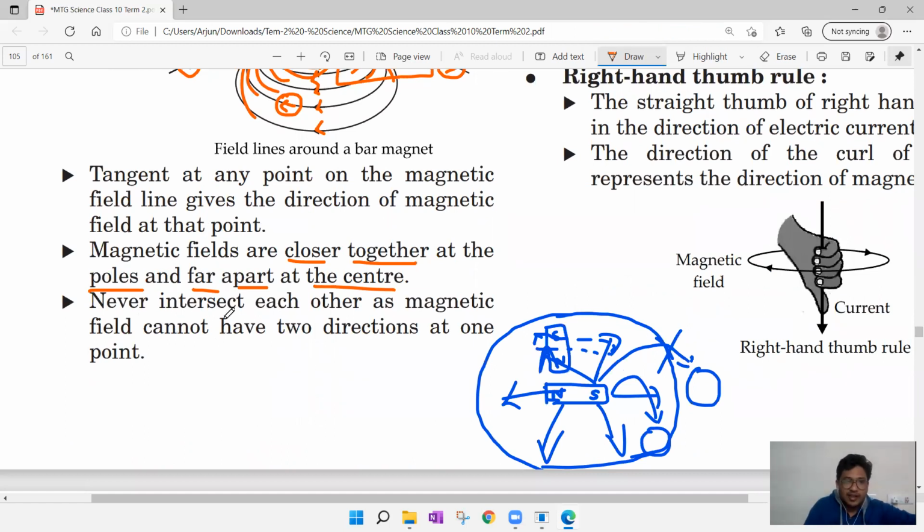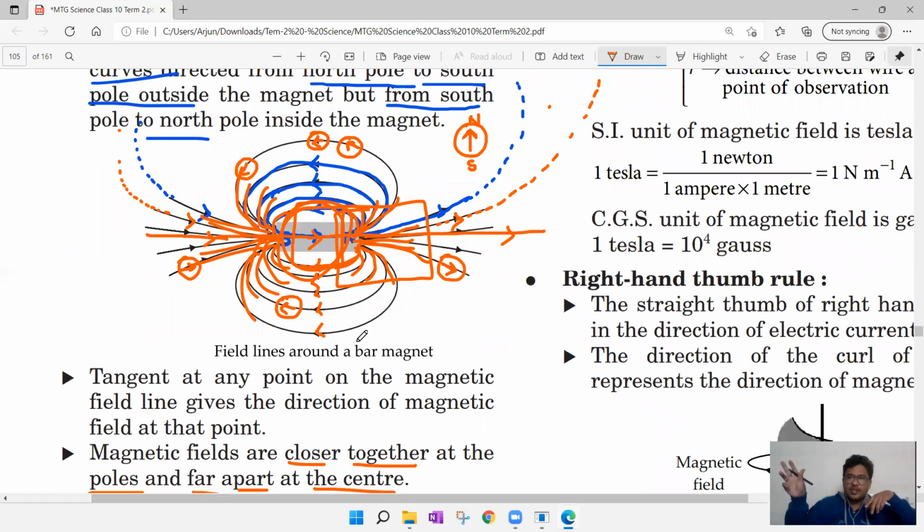Then, magnetic field lines never intersect each other, as the magnetic field cannot have two directions at one point. Means there will be only one east, one west, one north, one south. If this is east, that must be west, and this must be north, and this must be south. So you cannot get east and west, or east and south, or east and north at the same point. It is not possible.